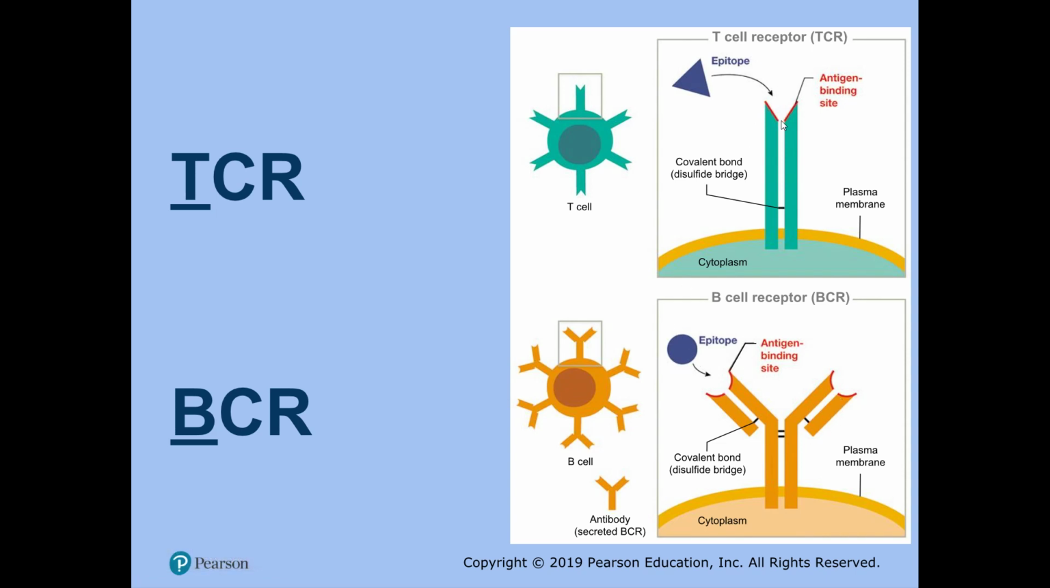And see, with the T cells, each receptor can only recognize one epitope. But the B cells have double the chance of recognizing that epitope because they have two binding sites, which is pretty cool.